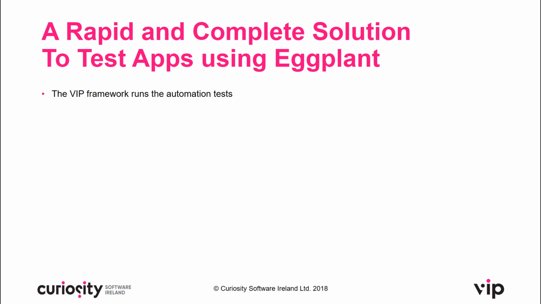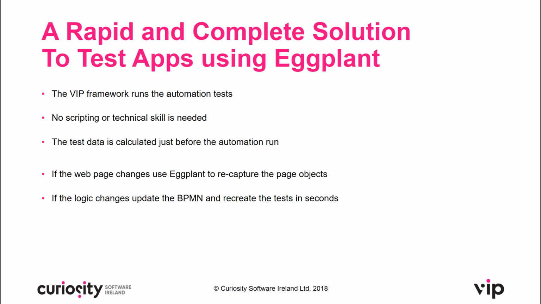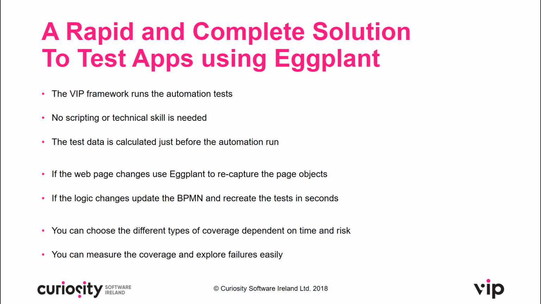The VIP framework can run the automation tests for you. There's not really any scripting or technical skill. Most of the configuration is done inside Excel. The test data is calculated just before the automation runs. If the web page changes, use Eggplant to recapture the page objects, standard Eggplant functionality. If the logic changes, you update the business process model and recreate the tests in a few seconds. You can choose the different types of coverage depending on the time and the risk. You can measure the coverage and explore failures easily.